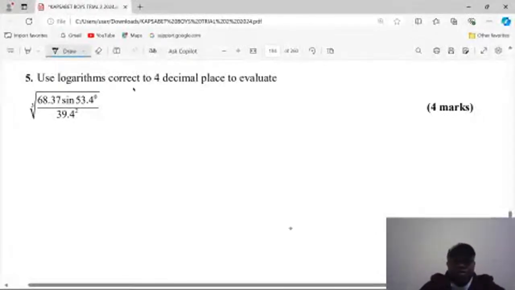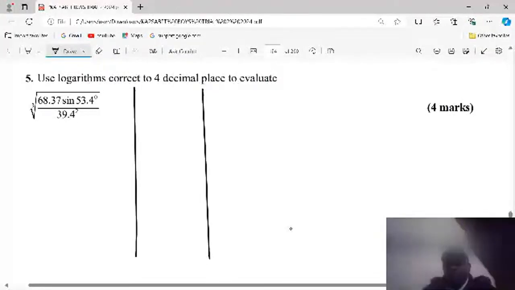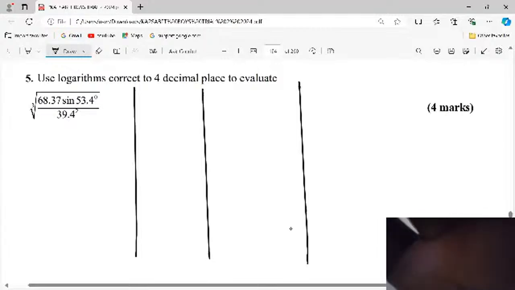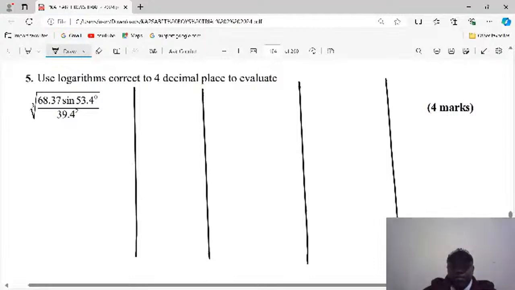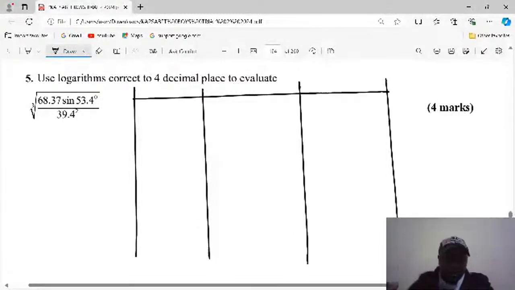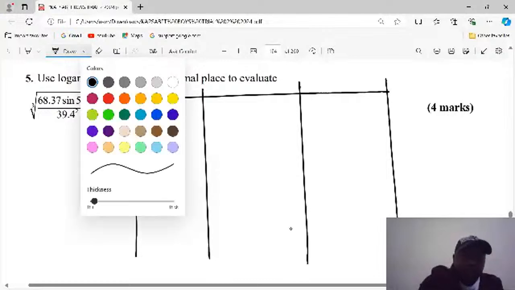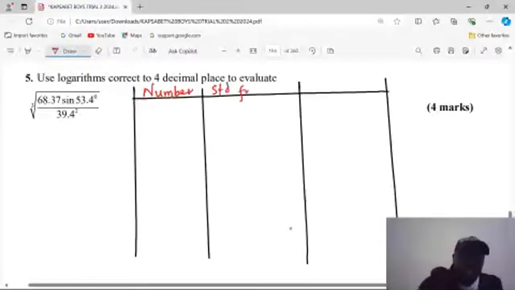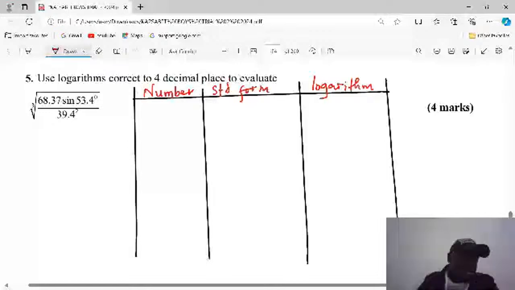I'm going to have a column for all the numbers in the question. Then we can have the standard form, which is not a must. Then now the logarithms. We are going to do each computation step by step. Okay, so we will have the numbers here. Then we shall have the logarithm finally. The logarithm is going to appear on that column.